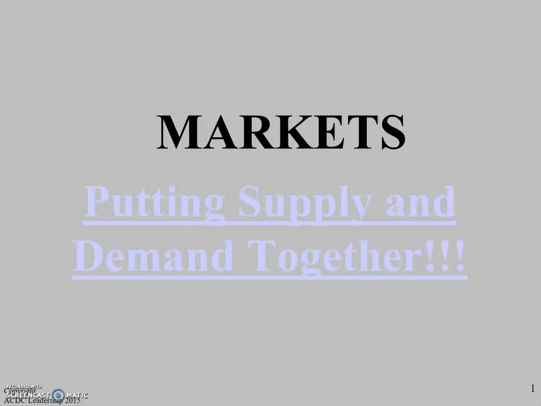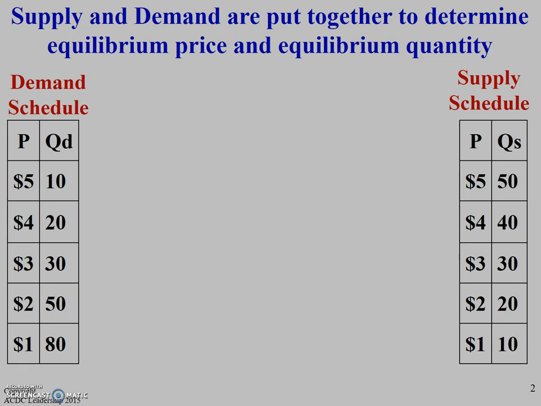Hey, it's Coach Hirsch. By now you've learned about the law of demand and the law of supply, and now it's time to take that demand curve and that supply curve and put them together to create a market. Supply and demand are put together to determine equilibrium price and equilibrium quantity.